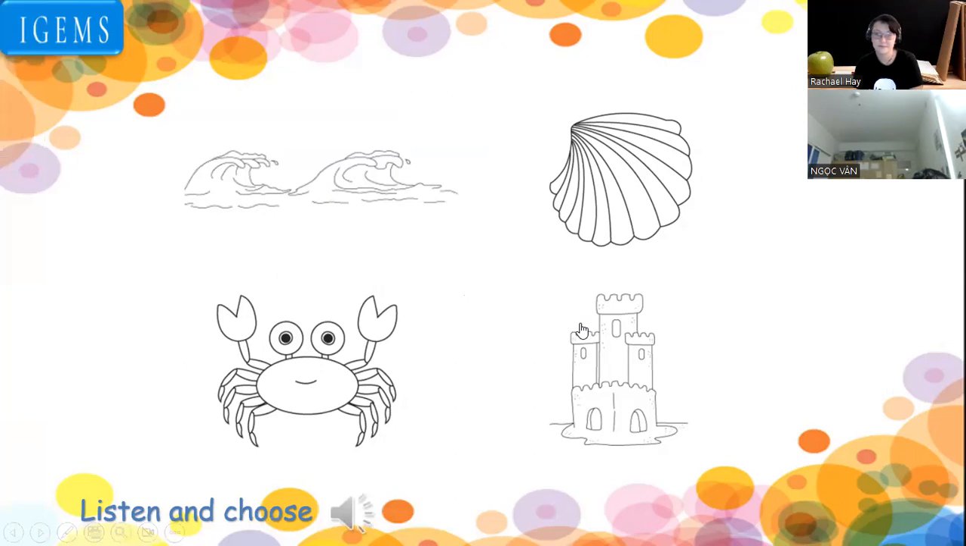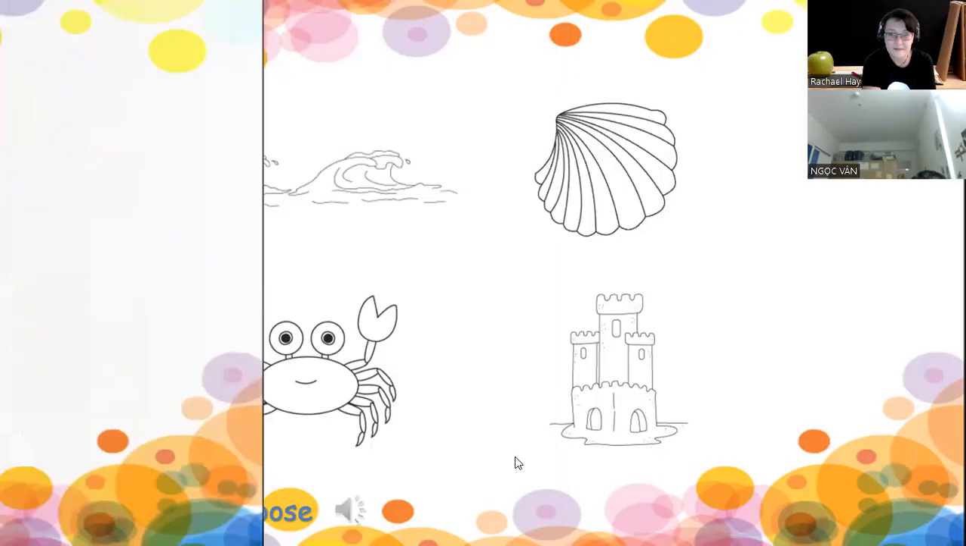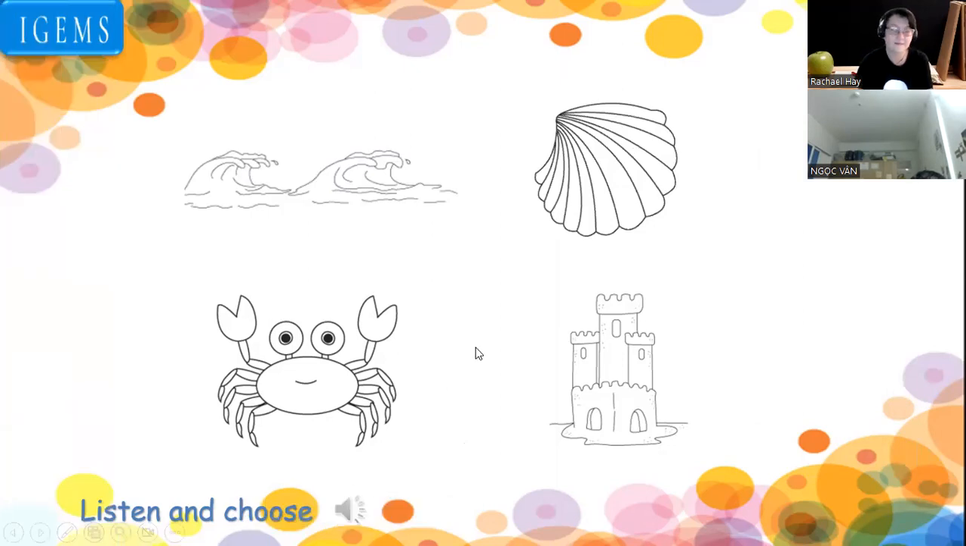Look at the shell. It's pink. The shell is pink. Can you color the shell in pink? Okay. Good, well done. Look at the crab. It's orange. Oh, wait, orange. Wait, orange, where?